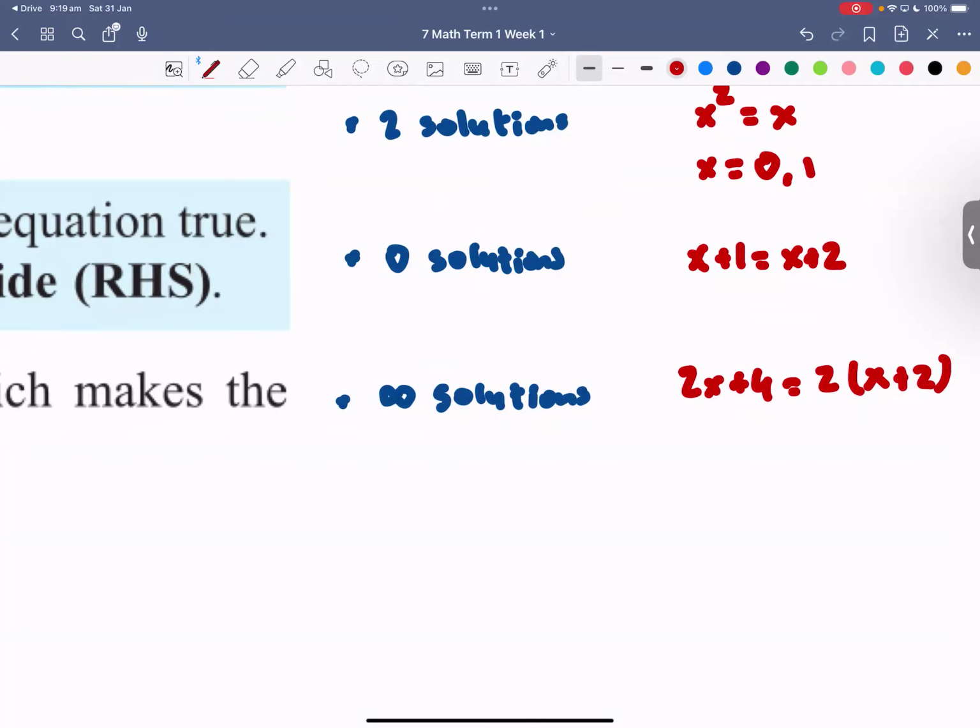I'll prove it to you. Let's try a number. Let's try x equals 1. If I let x equal 1, what's 2 times 1 plus 4? 6. Good. 2 times 1 plus 4 is 6. Let's put it into here.